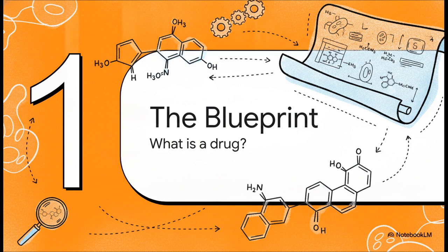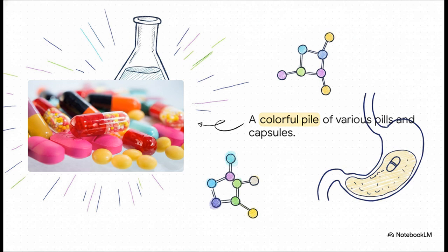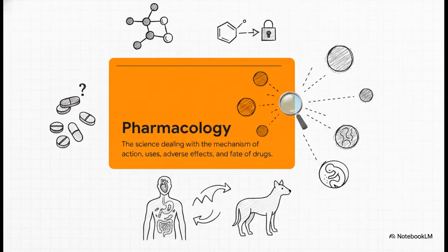Section 1, the blueprint. What is a drug? Now, what's really interesting about this slide is how ordinary it looks, right? We've all seen a colorful pile of capsules like this in our medicine cabinets. But behind these bright colors is a highly precise science. We often take for granted what's packed inside these tiny capsules before we casually toss them back with a glass of water. And that brings us to our core definition.